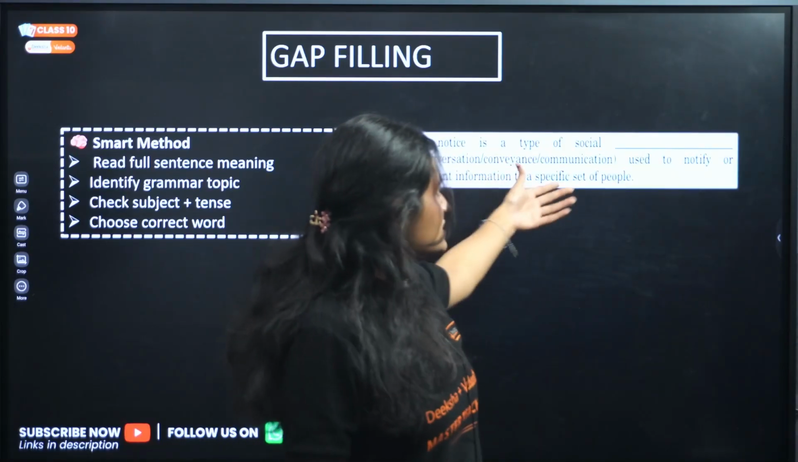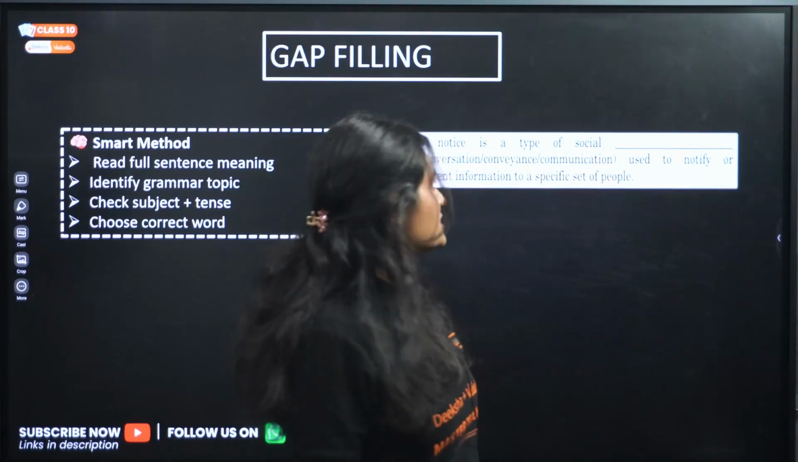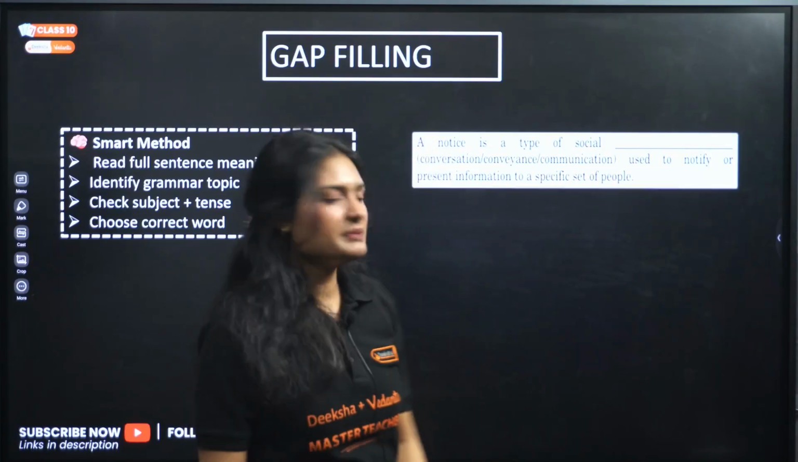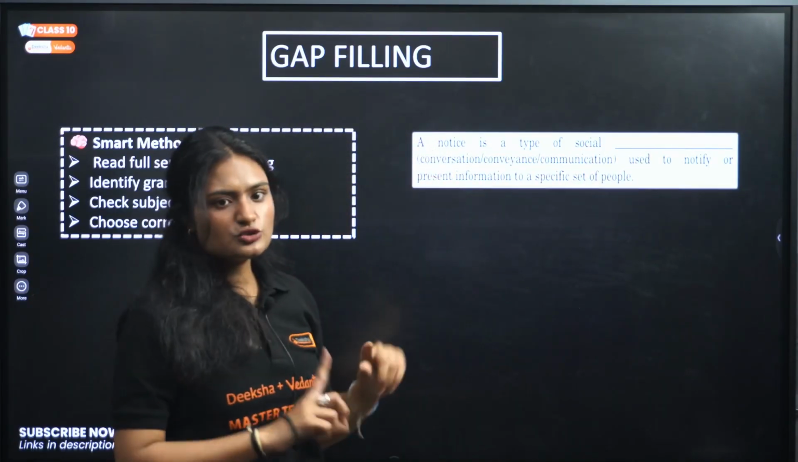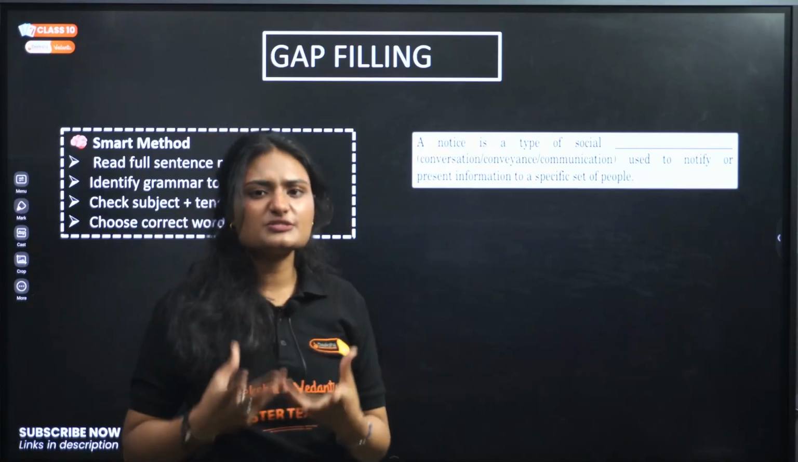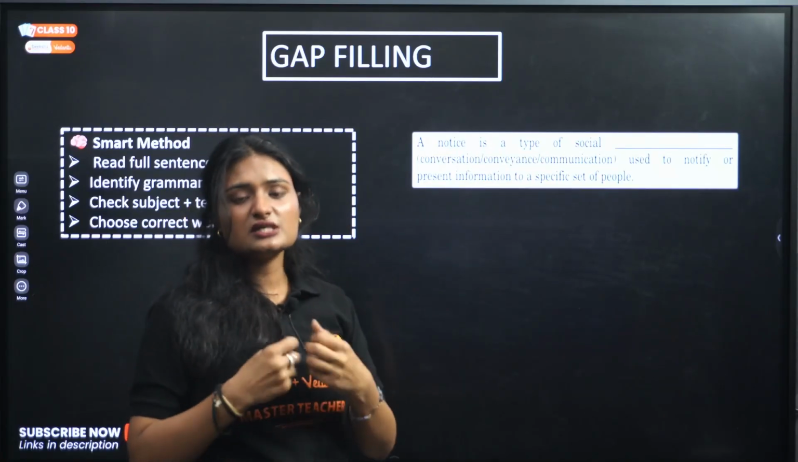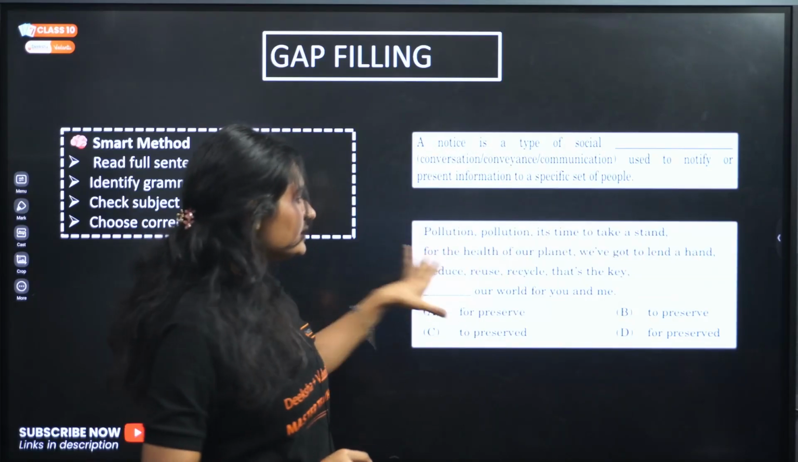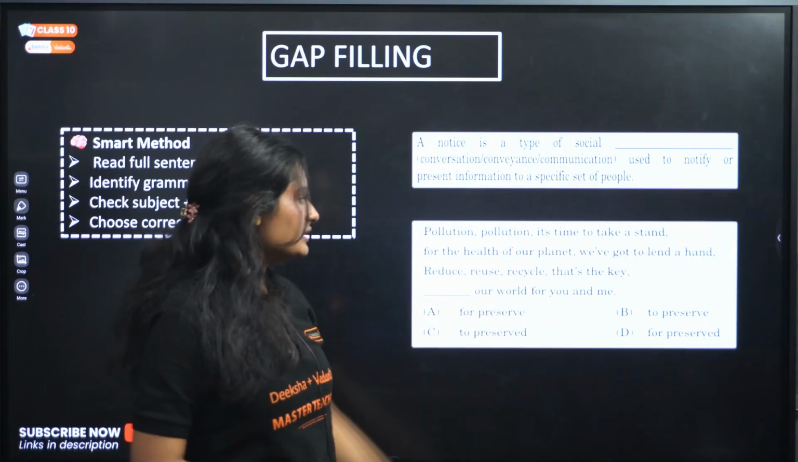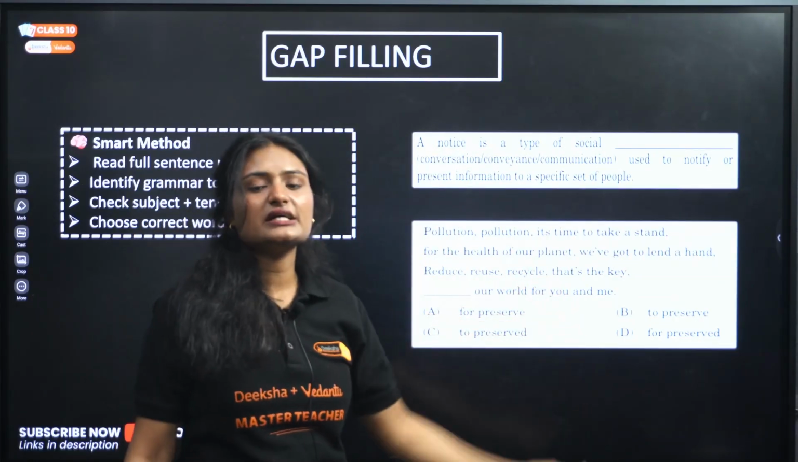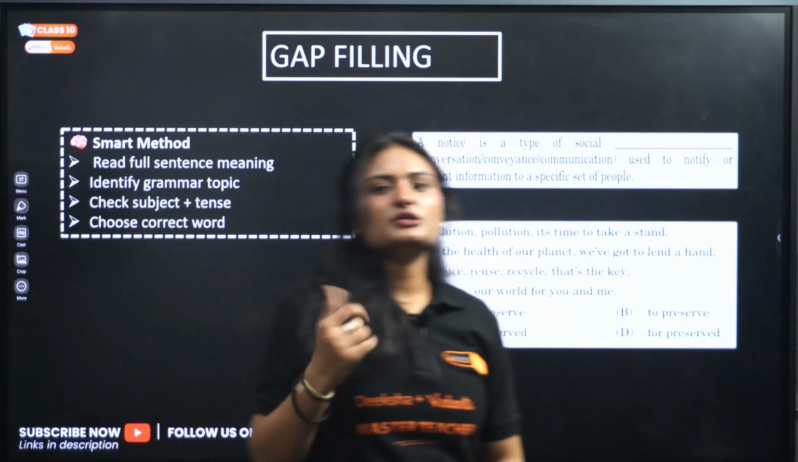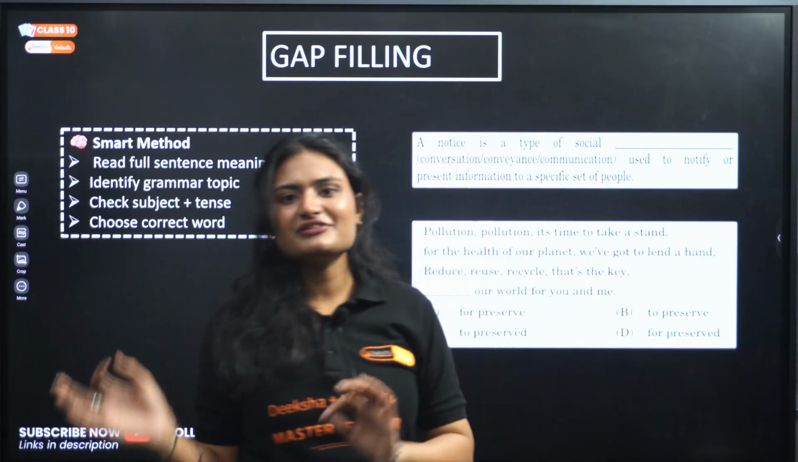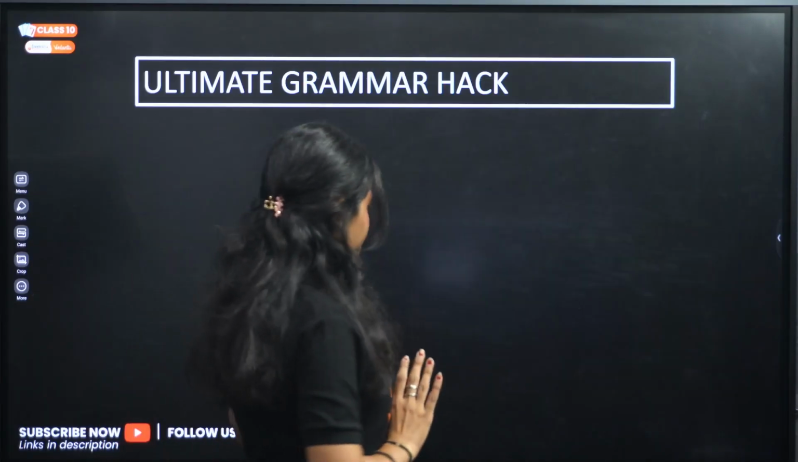For example, I noticed that a type of social dash used to notify or present information to a specific set of people. So here we know conversation is between two people, convenience is used for transportation, communication is when it is done with multiple people. Okay, so communication is the correct word. Similarly here, dash our world for you and me. So we know with preserve the correct preposition will be used as to preserve, and after to we have an infinitive verb, to preserve. Okay.